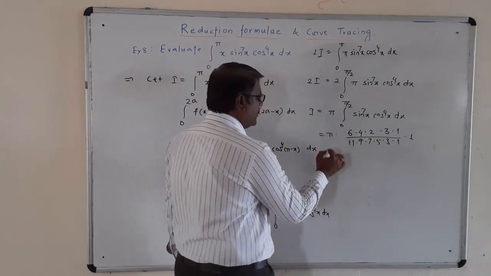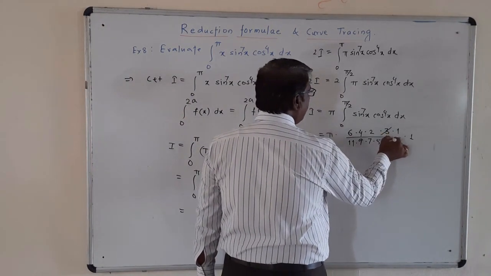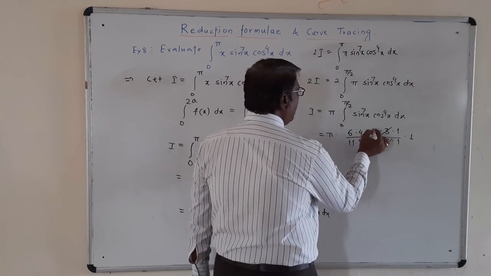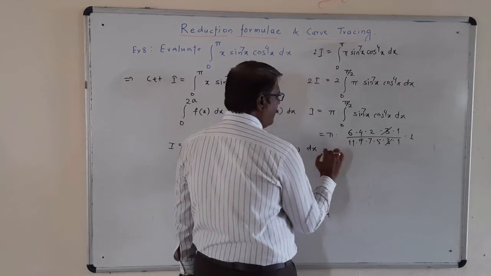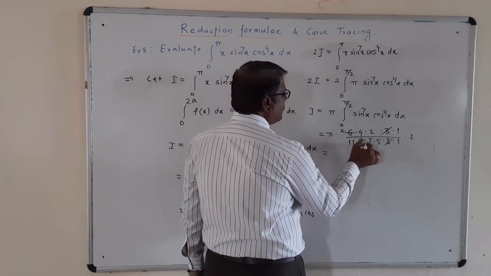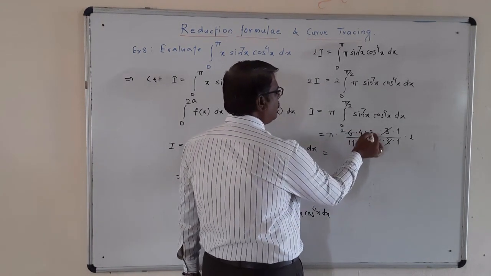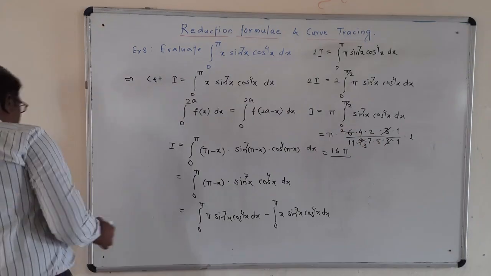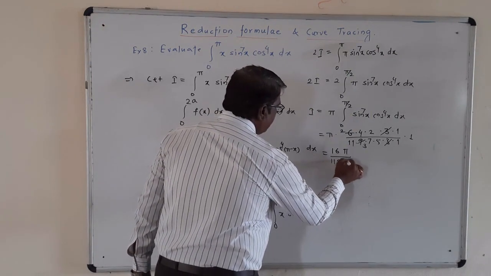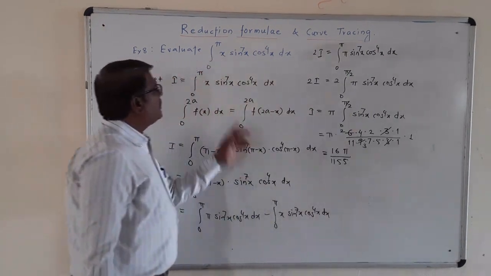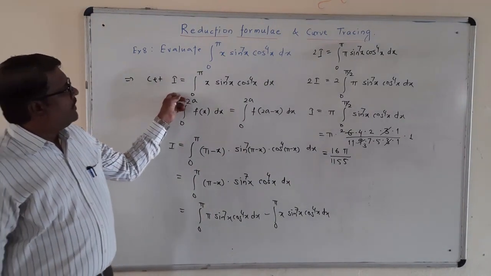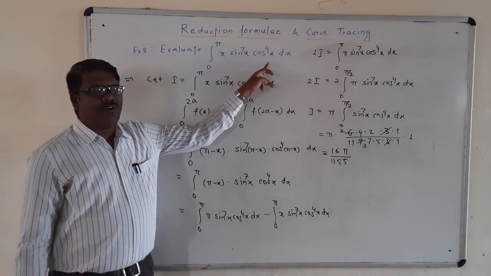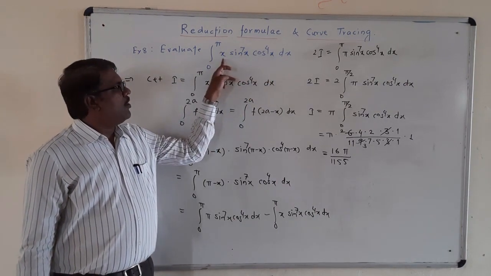And when we simplify this, this 3 will get cancelled, and 6 into 4 is 24, 24 into 2 is 48, but before that 3 2s are 6, 3 3s are 9, so it is 4 into 2 is 8, 8 into 2 is 16, so 16 pi divided by 1155. So this is the answer for this example, and this is the last variety in reduction problems. So what is the different thing? Instead of giving only sin and cos, here the product is given along with x.